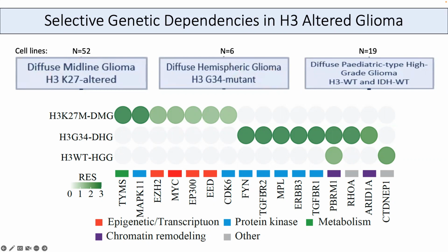Likewise, in the H3G34 diffuse high-grade gliomas, interestingly, we found enrichment in genetic dependencies, and particularly in protein kinase-related signaling pathways. So the biology of this remains to be worked out, but I think the important take-home message is that indeed we are able to find unique genetic dependencies across these different H3 altered subtypes.